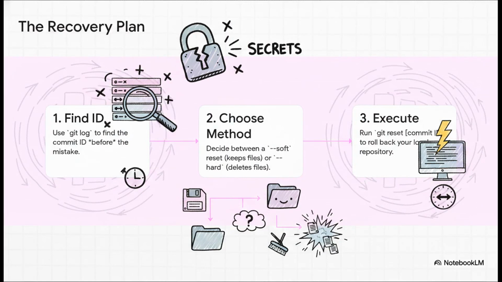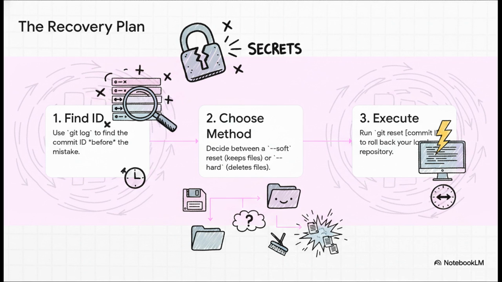So here's our 3-step recovery plan. Step 1, use git log to find the ID of the safe commit you want to go back to. Step 2, make your choice. Do you need the surgical precision of --soft or the sledgehammer of --hard? And step 3, run the command. Now your local history is clean.